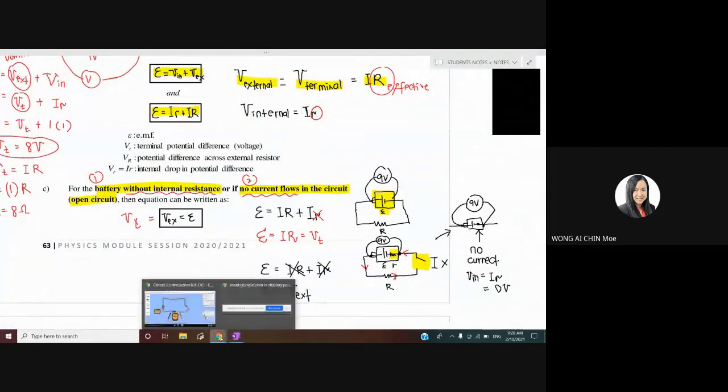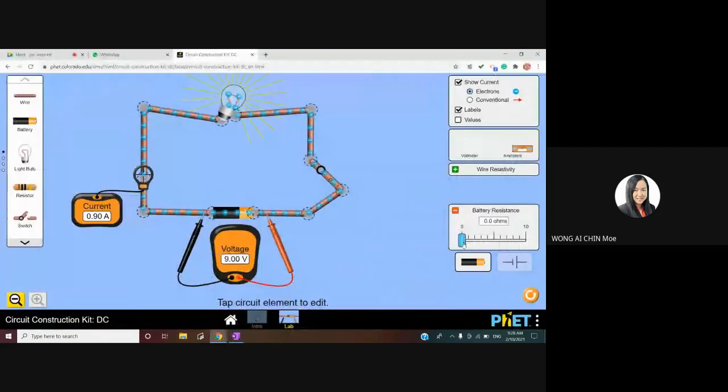Case number 2: if I adjust the internal resistor to 10 ohm, there is an internal resistor. But if I open the switch, it will go back to 9 volt. If I close the switch, it will go to 4.5. Why? Because when you connect, there is a current flowing through the internal resistor inside the battery, which means the 4.5 is lost inside the battery.